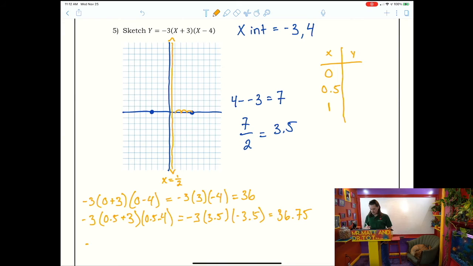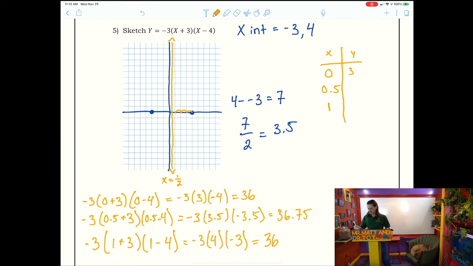We're going to have -3 times 1 plus 3 times 1 minus 4. So that's going to be -3 times 4 times -3. So that's going to be -3 times 4 is a -12. -12 times -3 is going to be a +36. So again, just as we expect, we have this symmetric repetition of outputs occurring when x is equidistant from the vertex. So when x is 0, we're at 36.